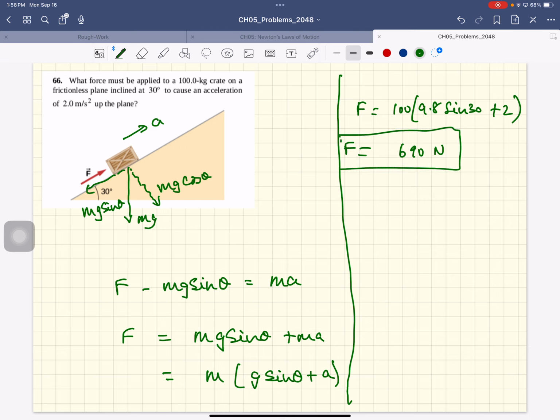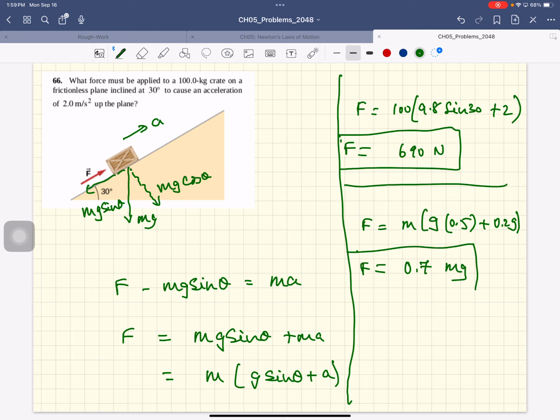All right, let's do it in a more meaningful way. So F is m times g sine 30 is 0.5 and 2 meters per second squared divided by 9.8. So 2 divided by 9.8 is 0.2 Gs. So this is 0.7 mg. Okay, so the force you're applying is 0.7 mg.